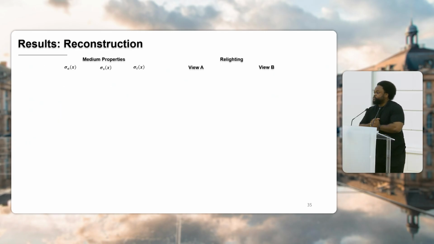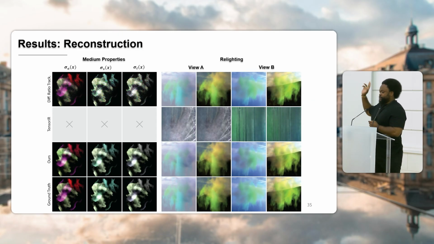Now, let's look at some results, and I will present results as follows. On the left side, I will show slices of optical properties that we can recover. And on the right side, I will show how these optical properties are used for the downstream task of relighting. So our method is on the third row, in case your eyes get lost.